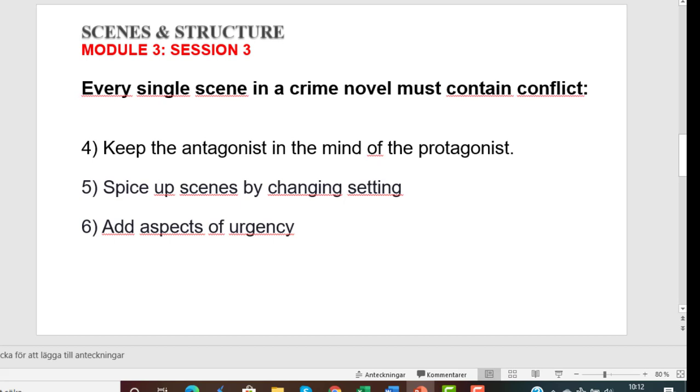These are the various ways you can inject conflict into your scenes. Your story will stand out if it has engaging conflicts with entertaining scenes and captivating characters, and of course, high quality writing.